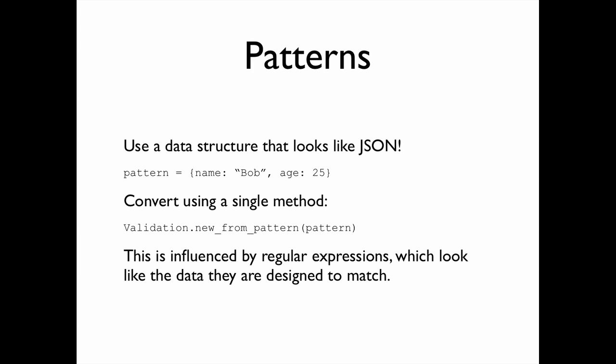So instead, we're using this structure that looks like JSON. If we're matching a literal JSON value, then our pattern looks almost identical to the JSON. And that was a goal of mine. Then, in order to validate, you call validation new from pattern and pass it in these patterns. That creates a validation object, which you can then call validate from root on.